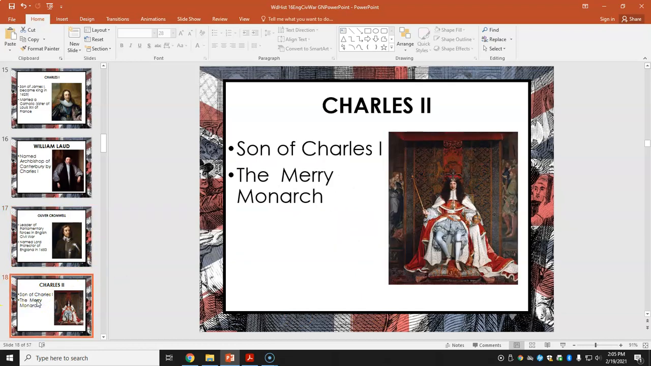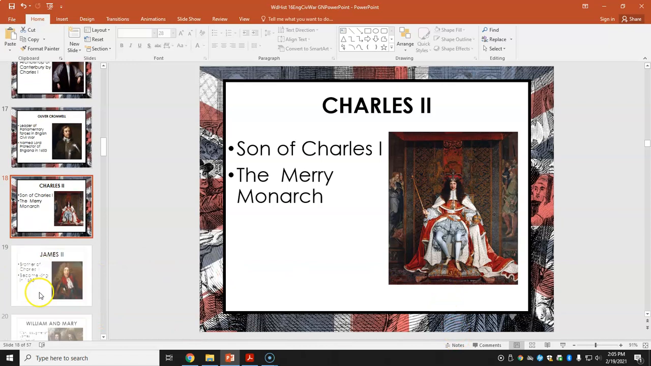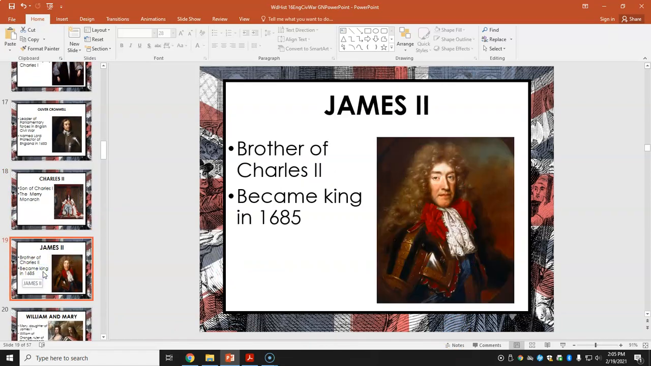Charles II is the son of Charles I, and he is known as the Merry Monarch. Again, notice they have their feet on that pillow there. James II is the brother of Charles II. He became king in 1685. I know this is complicated, just stick with me.